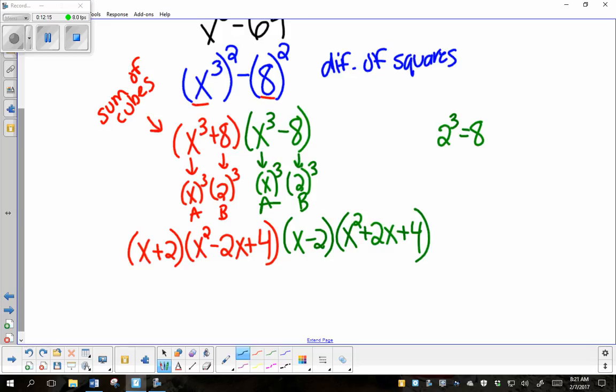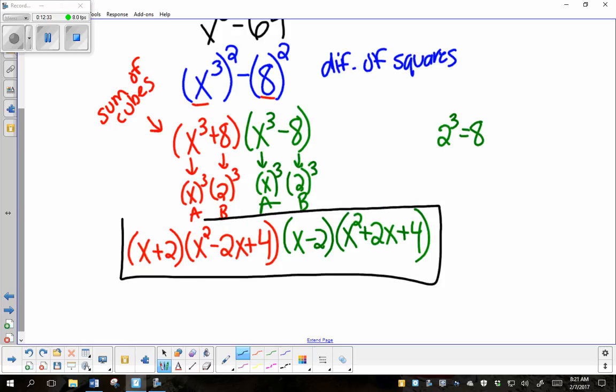Now I could check, can I factor any of these anymore? This guy, no, there's nothing I can take out of everything. There's only a power of 1. This guy, does anything multiply to positive 4 and add to negative 2? No, can't do it anymore. Happens for all of them. Can't factor them anymore. But you have to check. You have to look, can I factor those anymore? The answer on this one is no, so we're done.